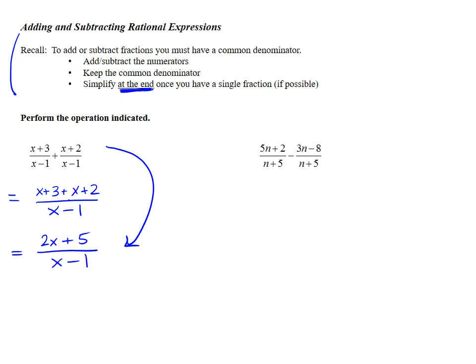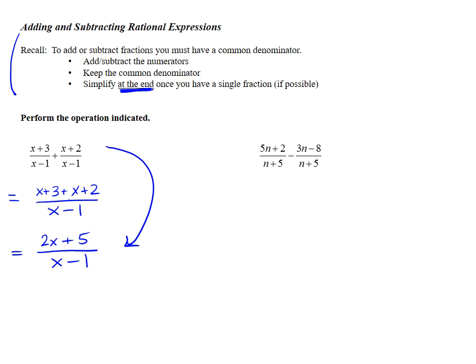Now, we would want to try to simplify this if possible, but to simplify, we have to be able to factor and look for some common factors that are exactly the same. There is nothing here that would factor in either the numerator or denominator, and 2x plus 5 is not the same as x minus 1. So these factors are not going to cancel because they're not the same.